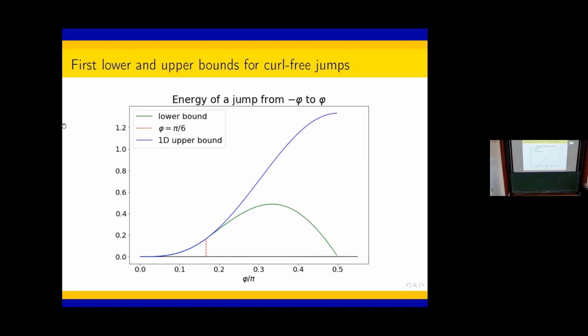Here we see that I have some room, and I expect to do better here because, in fact, for pi over 2 this corresponds to a jump between this and this, and this should be 0. So this point is much more reasonable than this one.